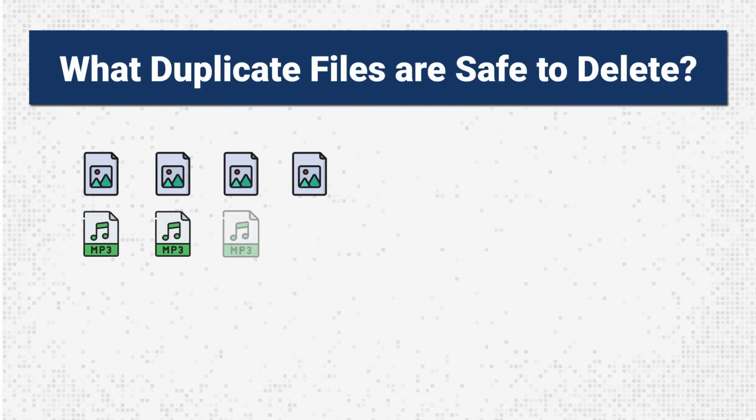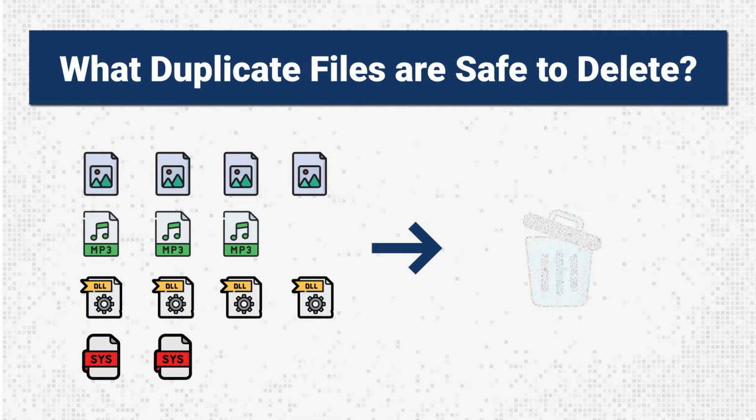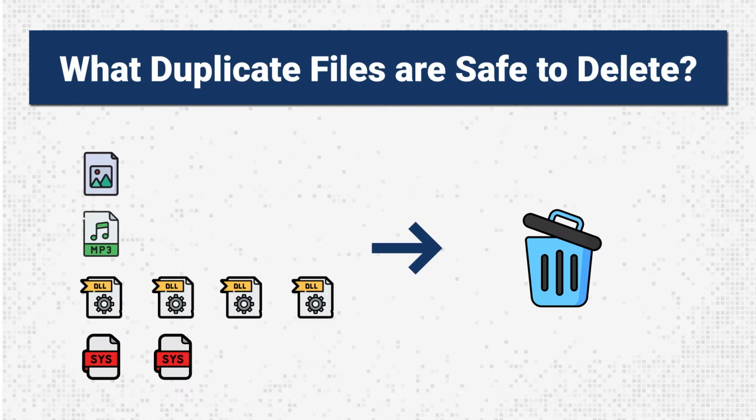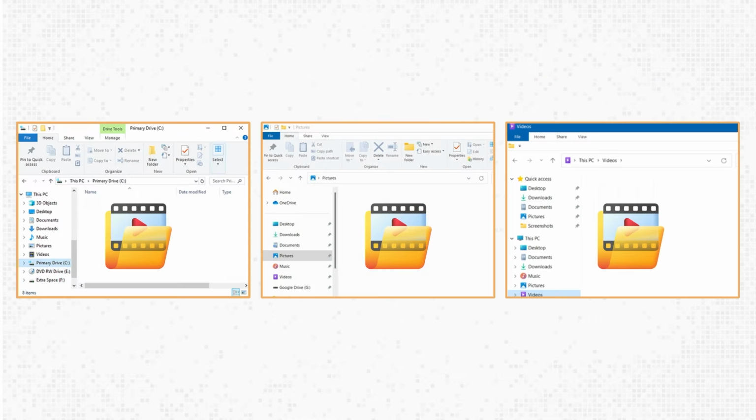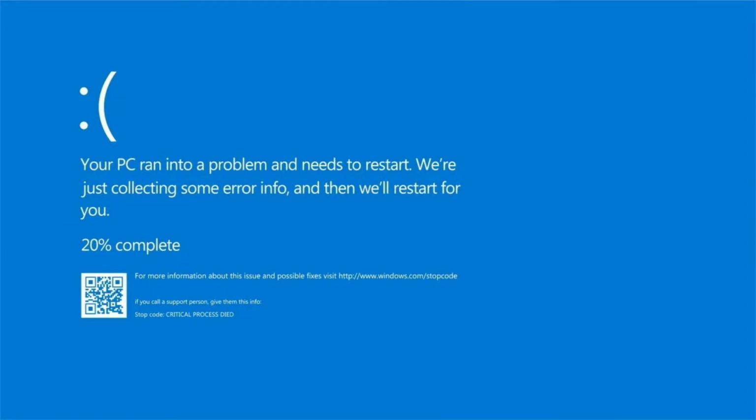What duplicate files are safe to delete? First, let's talk about what duplicate files are. These are simply copies of the same file or folder that exist in different locations on your computer. They might look or sound harmless, but they can quickly clutter up your system without you even realizing it.